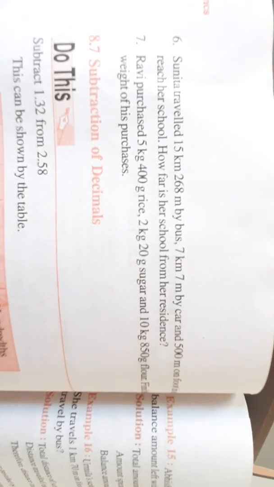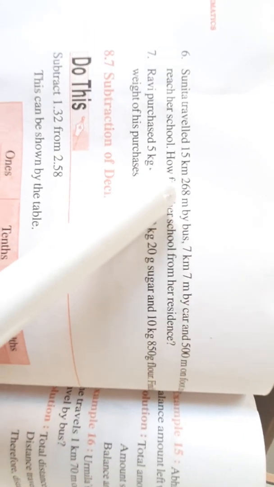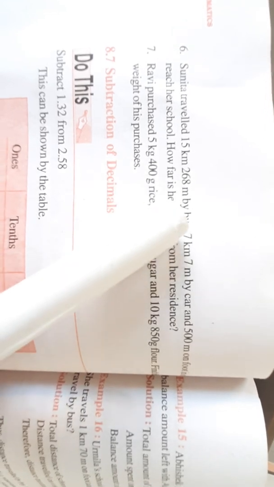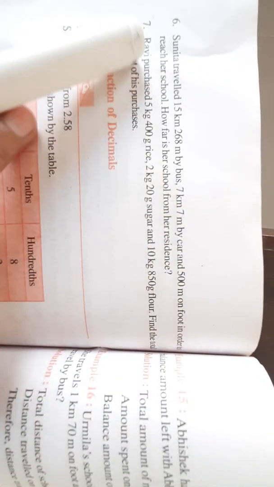So dear students, our question number 6 is, Sunita travelled 15 kilometer 268 meters by bus, 7 meter by car, and 500 meter on foot in order to reach her school. See, her school is too far.